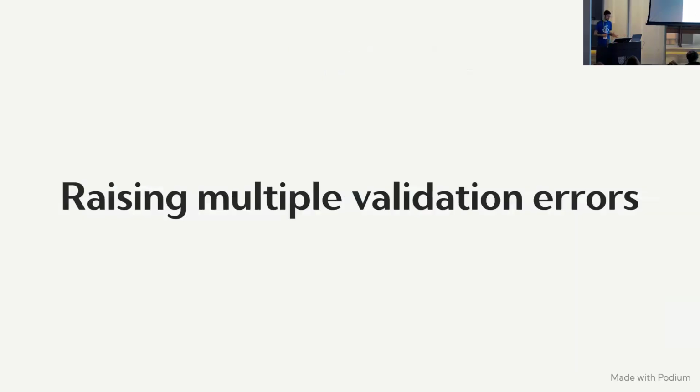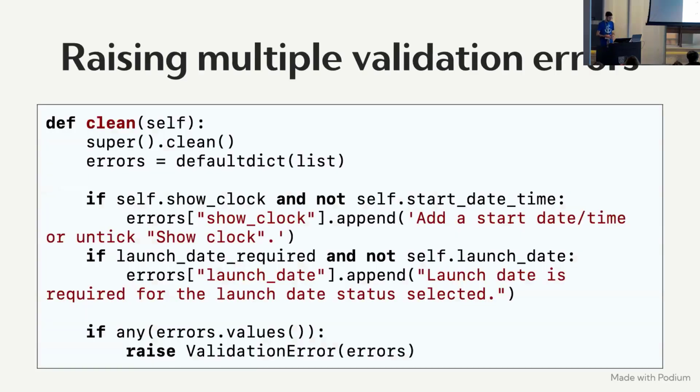In the real code that I'm excerpting this from, there are actually multiple things that get checked in our clean method on this model. And now we want to talk about raising multiple validation errors at once. To do this, you have to collect them all in a dictionary and pass that dictionary to raise them all at the same time. Here's a condensed version of how that looks. I've taken out the launch date things, but we're looking at a couple other fields. You can imagine that we have a show clock field and a start date time field. Oh, and the launch date is still here as well.